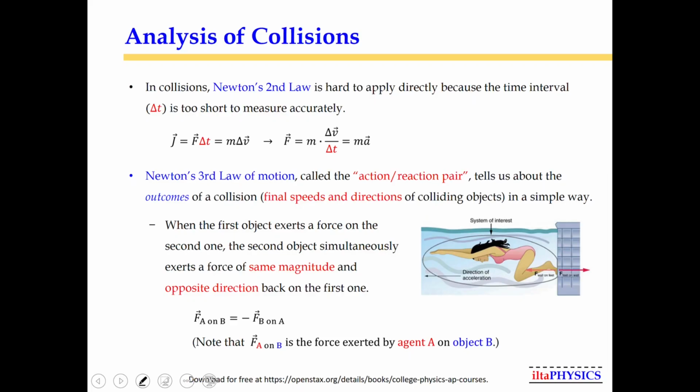Now, let's think about colliding objects. To analyze the motion of two objects before and after they hit each other, we can apply Newton's second law, which we know well. As shown in the formula below, force can be calculated as mass times the change in velocity over time. However, to use this law, we need to know the exact time interval of the collision. But generally, the time it takes for a collision to happen is so incredibly short that it's very hard to measure accurately. Therefore, it's difficult to directly apply Newton's second law to analyze motion during a collision.